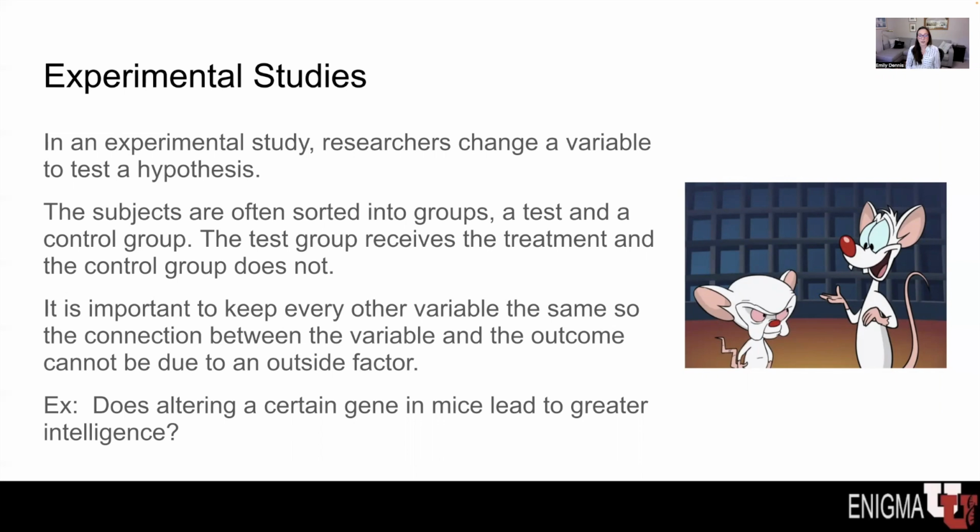It is important that we keep every other variable the same as much as we can, so that if we do find a connection between variables, between the treatment and an outcome, that we can reasonably say that this is due to the treatment and not some outside factor. So an example of an experimental study could be, does altering a certain gene in mice lead to greater intelligence?